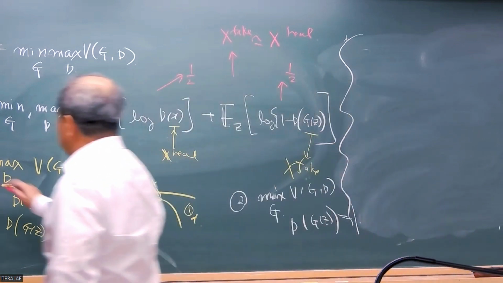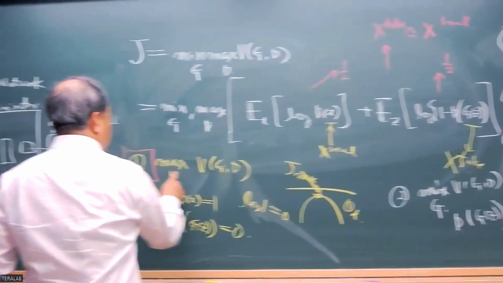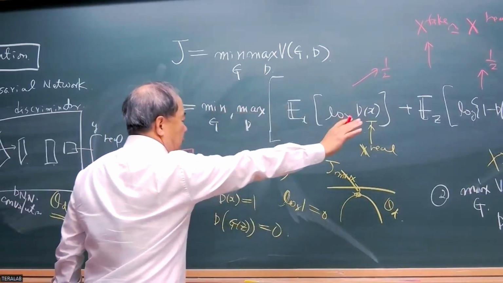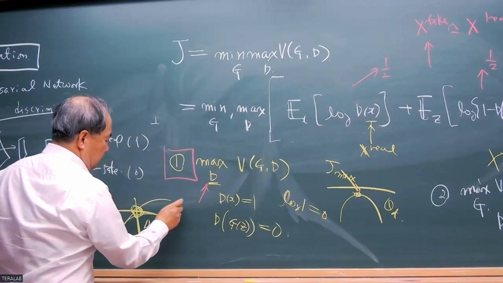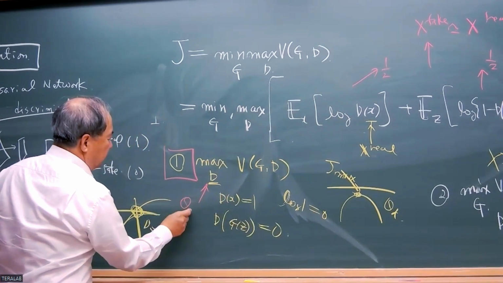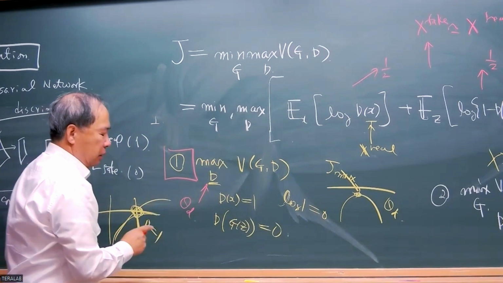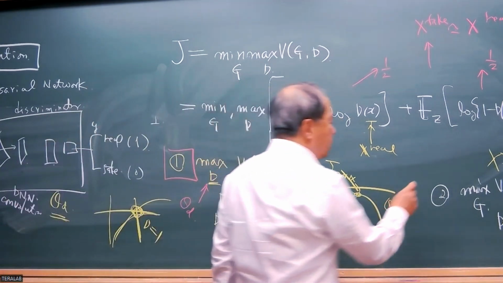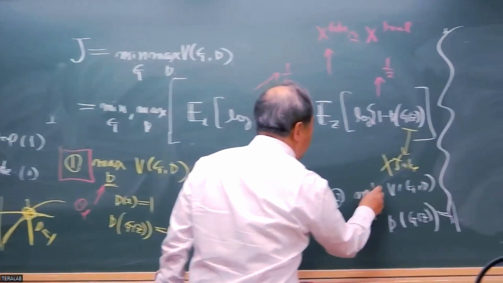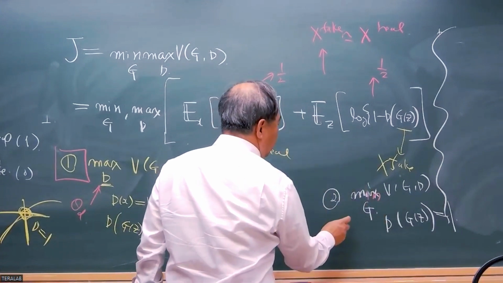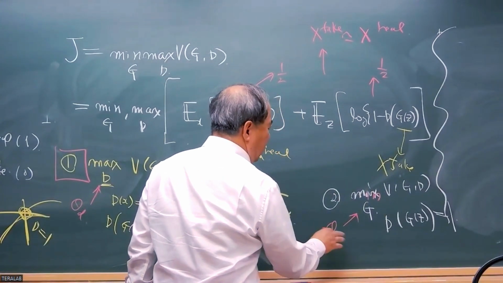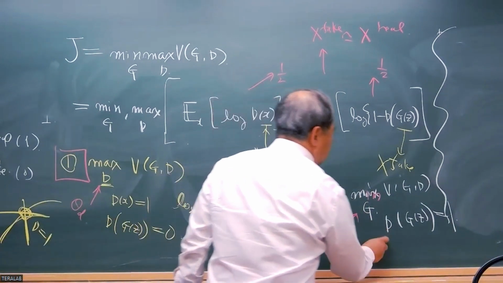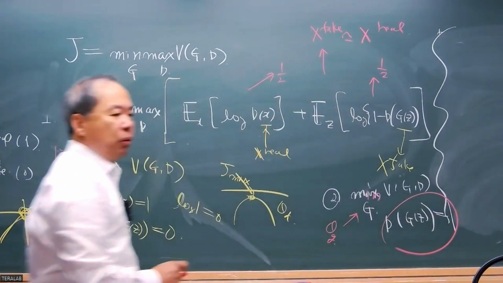So there are two conditions. One is to maximize this loss function by training the discriminator. The second condition is to minimize this loss function so that we train the generator network so that this term is becoming 1.